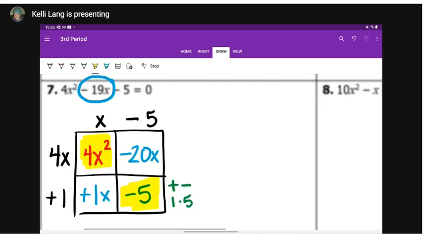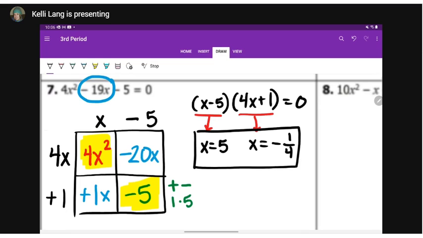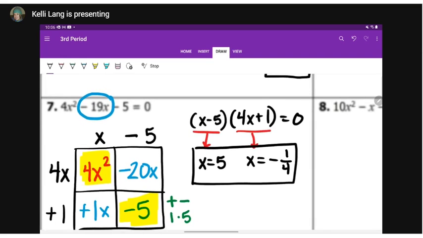Okay, so that's all I wanted. Wait, let's finish number 7. I'm sorry. We're going to write this in factored form, x minus 5, 4x plus 1. And then you find your roots. And I'm going to cheat on this one and use the shortcut. What you do is you switch your signs. So the first factor will give us a root of positive 5. And the second factor will give us a root of negative 1 over 4. Negative 1 over 4. That's a pattern that you might come to recognize. Could save you some time.